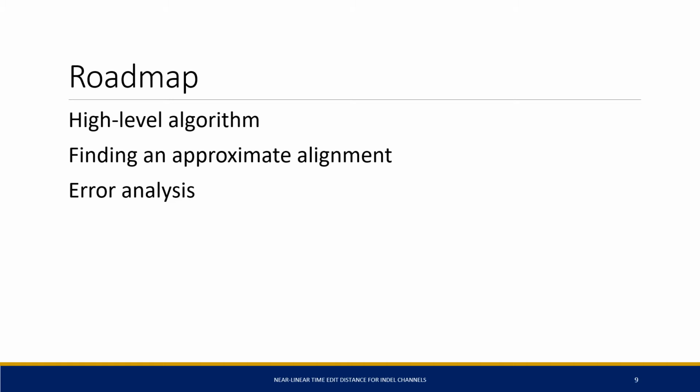Okay, so just to give you an overview of the talk, first I'll describe the entire algorithm at a high level, and it'll consist of two parts. The first will be finding an approximate alignment, and I'll go into the details of that. And then we also need to say why the rest of the algorithm is efficient, and I'll do some error analysis to conclude the talk. So let's just start with the high-level algorithm.